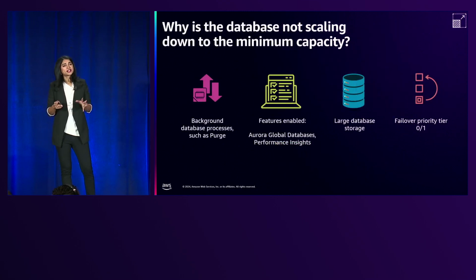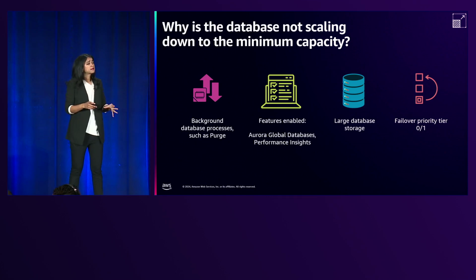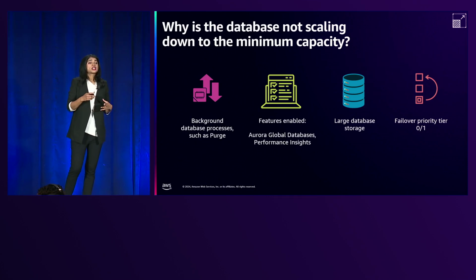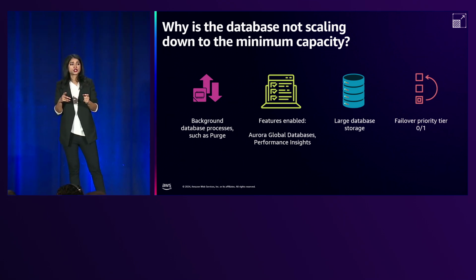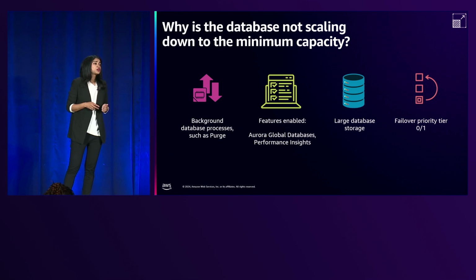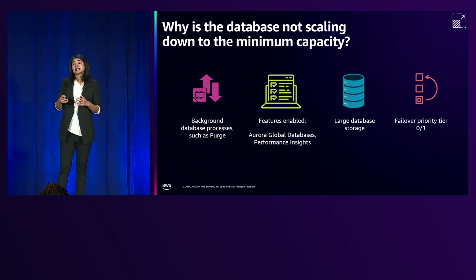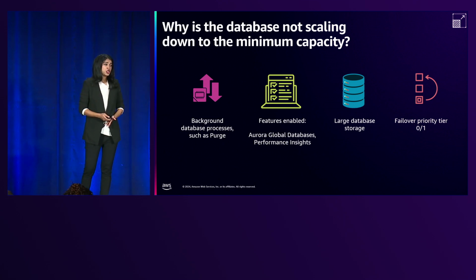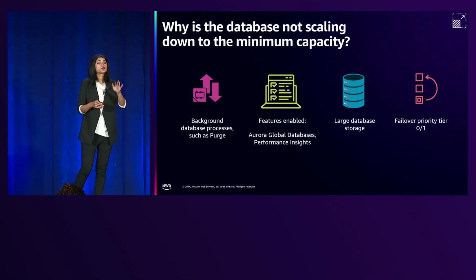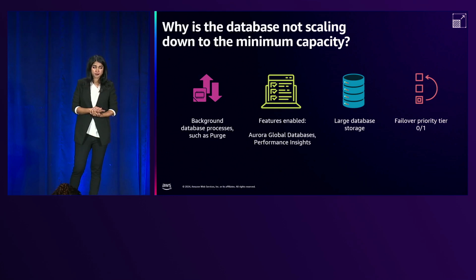Now, you can also get into scenarios where you're looking at your database and you're wondering, why is it not going down to the minimum that I configured? There could be different factors impacting it. Earlier I mentioned that it's not just the queries or the workload you are running, it could also be stuff running in the background. Think about background processes such as auto vacuum and purge. If the database is running anything in the background, then it requires resources to run those processes. So you'll probably not see the database scale down to the smaller minimum capacity that you set.